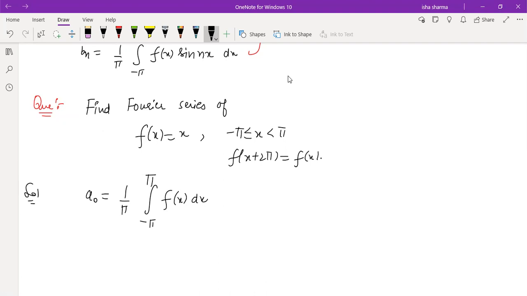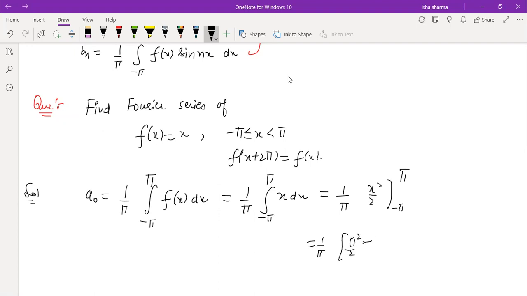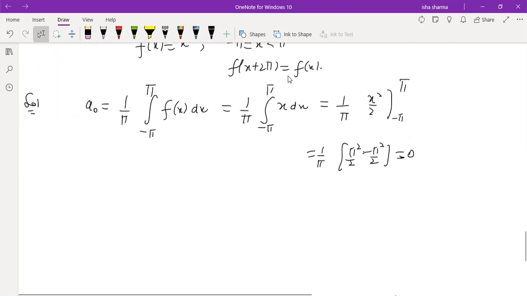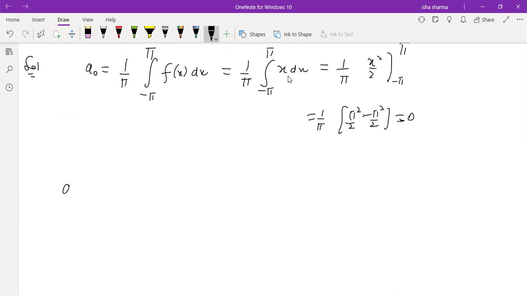What is a naught? You just need to evaluate this. 1 by pi, integral from minus pi to pi of x dx. So 1 by pi, x square by 2 from minus pi to pi, pi square by 2 minus pi square by 2, which is 0. So a naught is 0. Very easy, just a calculation. Now an. We'll directly use the formula for an. Do not think that we will be evaluating individually a1, a2, a3, a4. We cannot do that. Directly we will be finding an, as a function of n only.